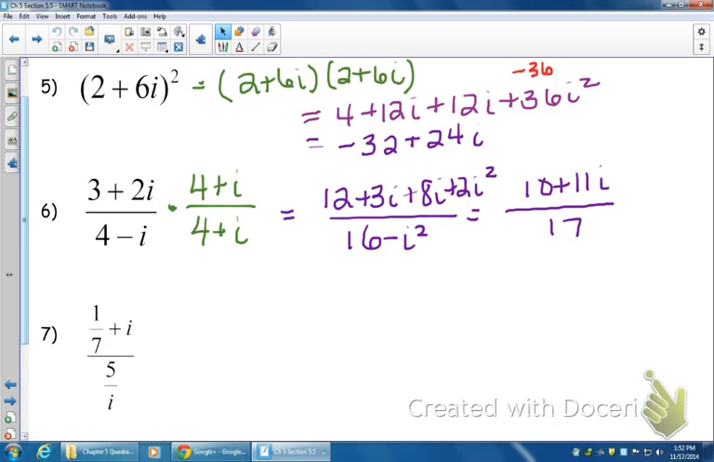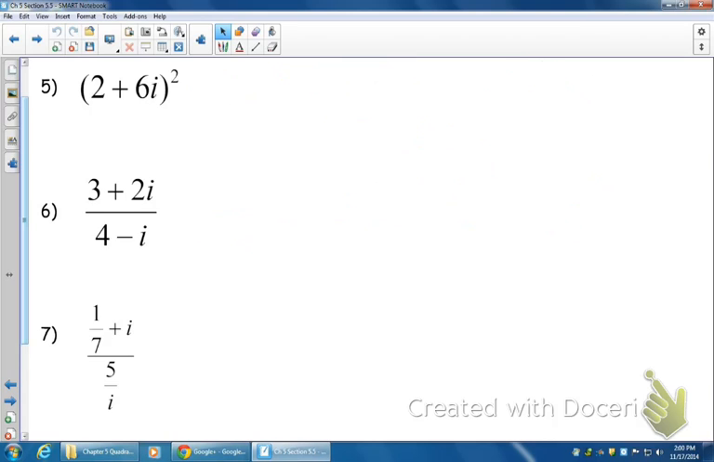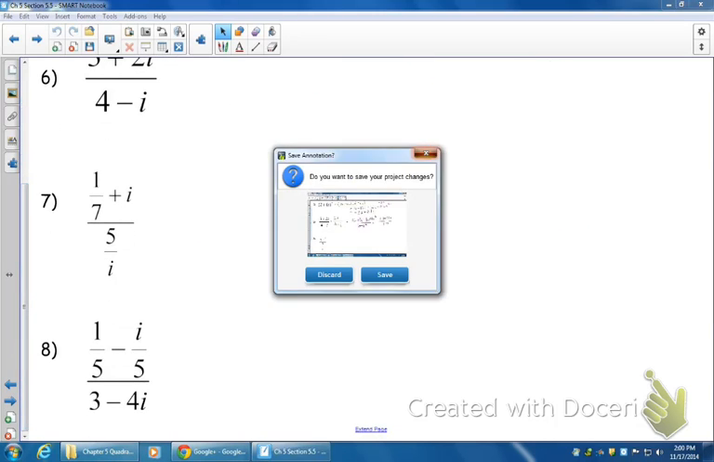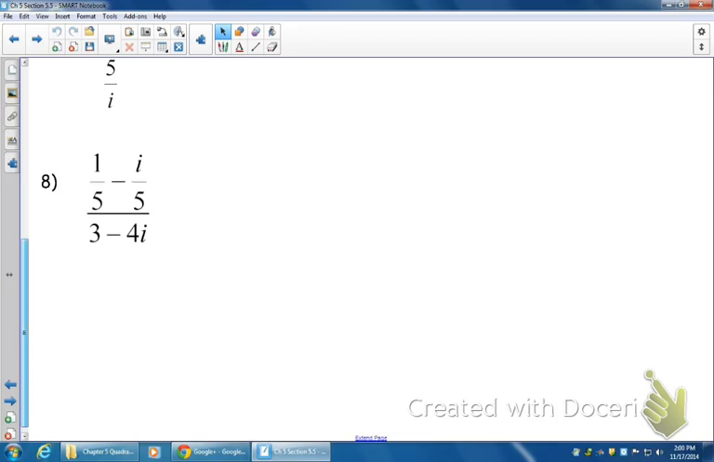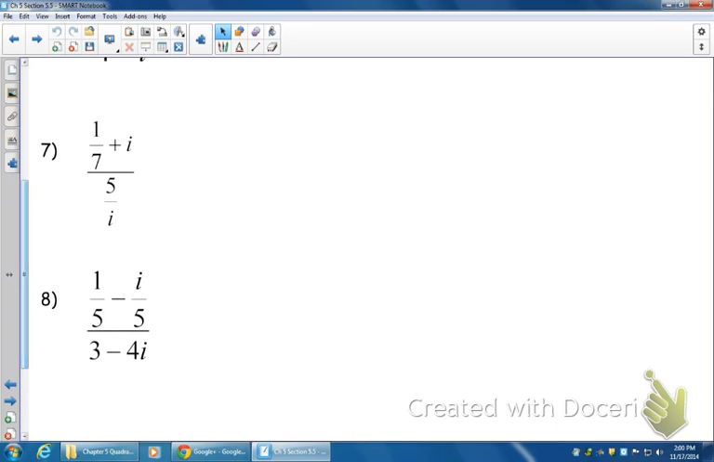So now we're going to look at number 7 and number 8. The work that I did for 5 and 6 is going to go away in a minute. So if you need to still copy that down, you want to pause the video and finish copying that down before moving forward. Now let's look at number 7 and number 8. So again, these are division, but they're a little bit more complicated than number 6.